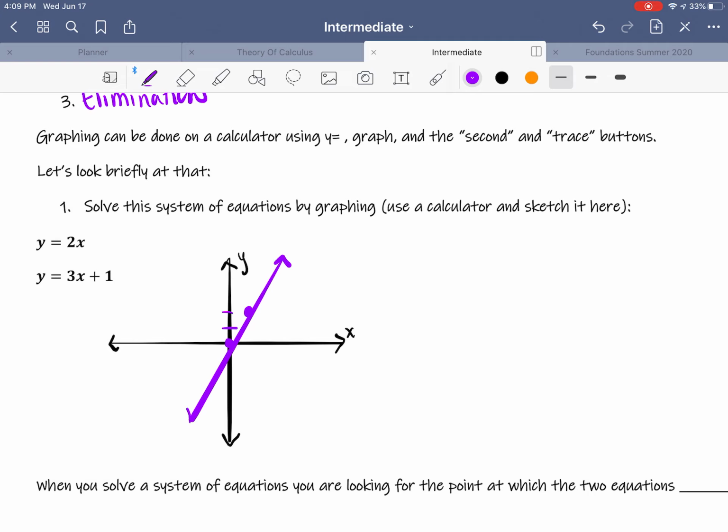It's pretty close. You can see how drawing it by hand might cause an issue. And then the next one starts at 1 and goes up 3 over 1. So by hand it's a little hard to tell. I was hoping it would be a little easier. Whoops. You can see why I am having trouble graphing it by hand. So you can kind of see why graphing maybe isn't my favorite method.